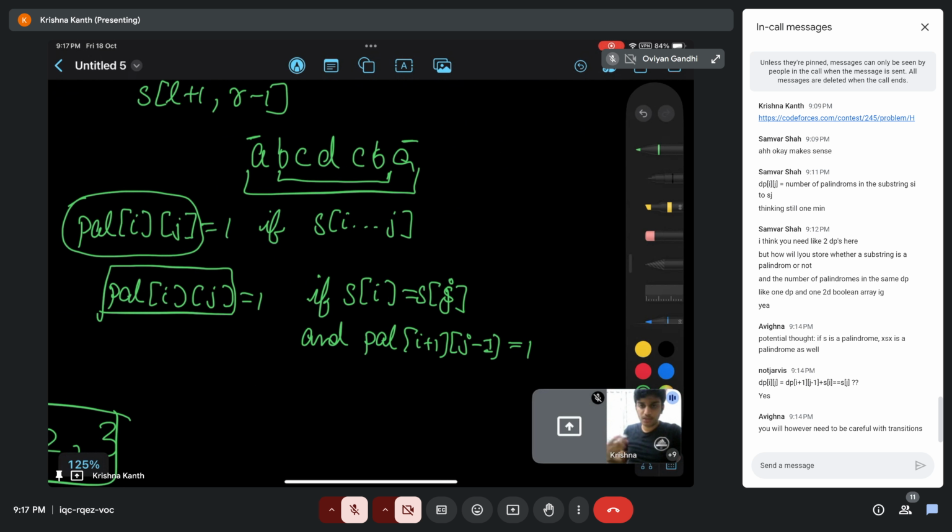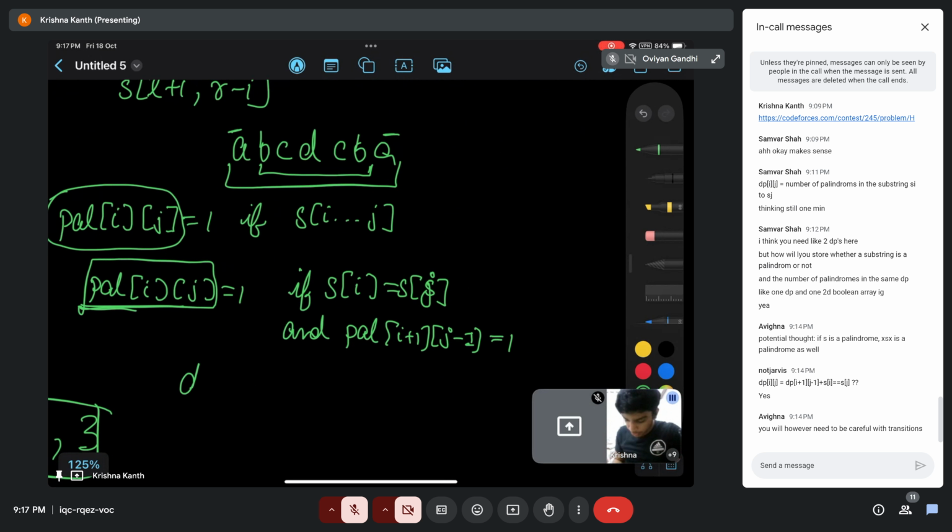But the problem is asking how many substrings of a string are palindromes. So this part is required in the question, that is why I explained it now. So now let us denote dp ij, that is the actual problem that we're trying to solve here, as the number of palindromes in string L to R.